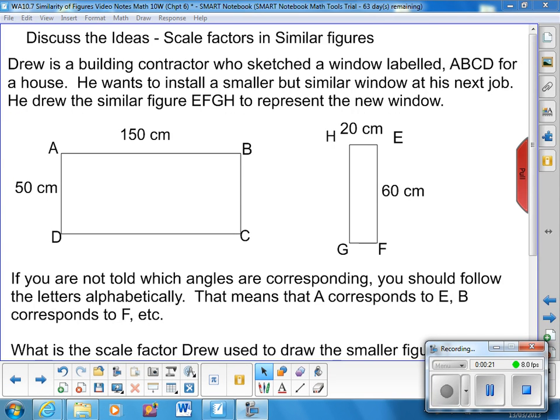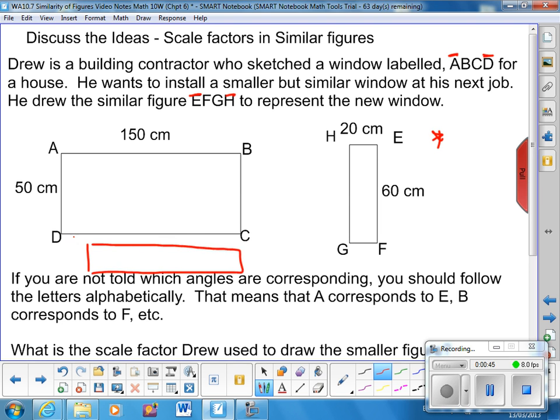Now, from the lesson yesterday, you notice that when we write these, angle A will correspond to angle E, and angle D will correspond to angle F. So in that case, this diagram is actually not the right orientation, so we may want to redraw it, make it a little bit easier, because it should be A corresponds to E, and B corresponds to F, and angle C corresponds to G, and D corresponds to H.